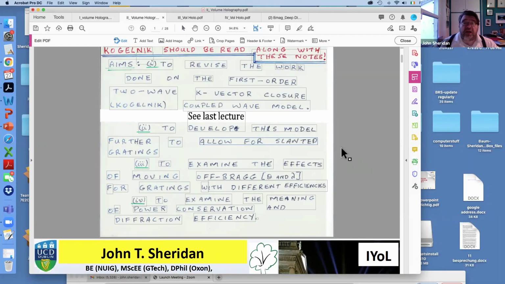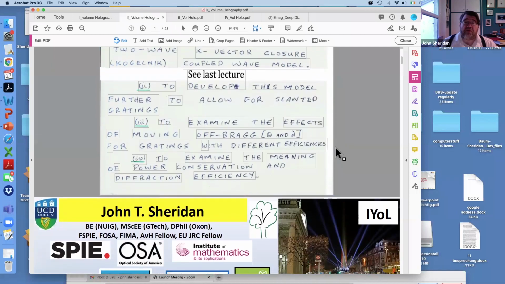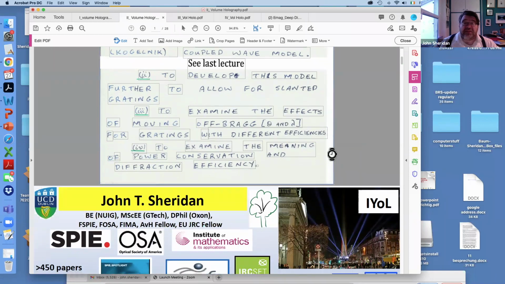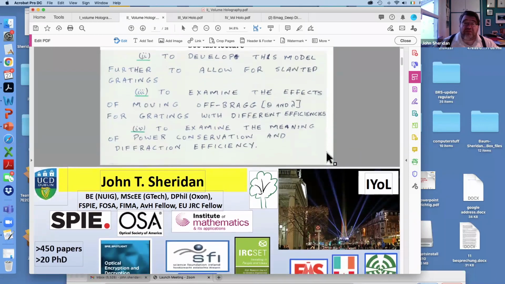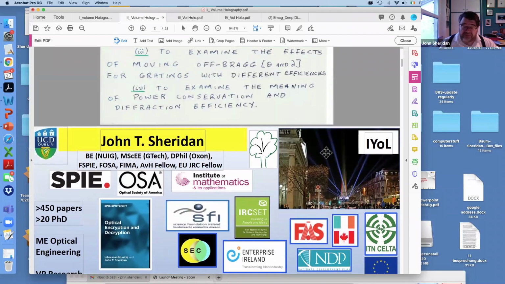We want to develop this model further to allow for slanted gratings. So we talked a little bit about that before. Now we're going to do it in a little more detail. Part of this too is a rhythm, so that you get used to the process by which we do this calculation using these coupled wave models, and become very familiar with them. We'll examine the effects of moving off Bragg, in theta and wavelength, for gratings with different efficiencies, and examine the meaning of power conservation and diffraction efficiency.